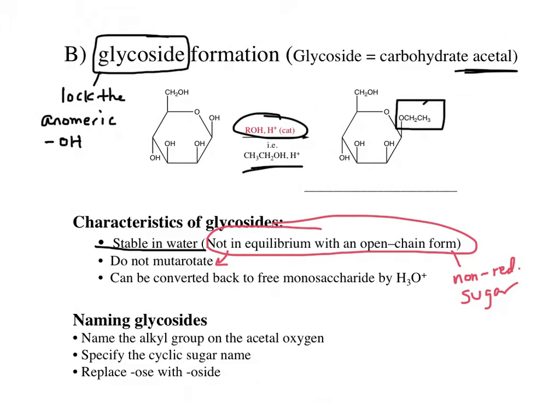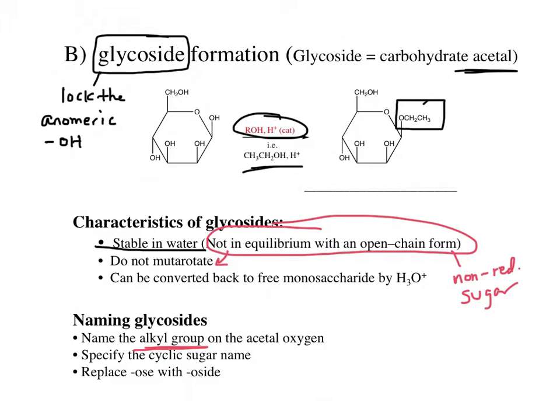If I want to convert it back to a normal hemiacetal, H3O+ is all that would be needed. Okay? And just hydrolyze it. Now to name the thing, it's going to name just like a cyclic sugar, but we need to specify the alkyl group that we just added to make the acetal. So in this case it'd be ethyl. Then you name the cyclic sugar like usual. You replace ose with oside to show that it's a glycoside.